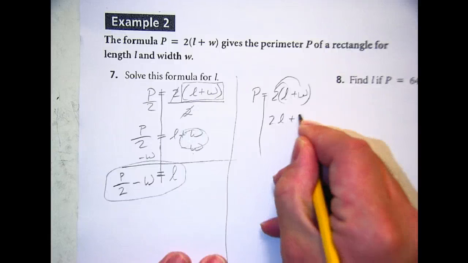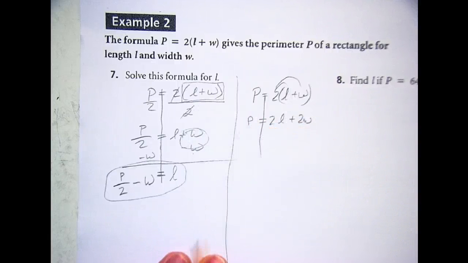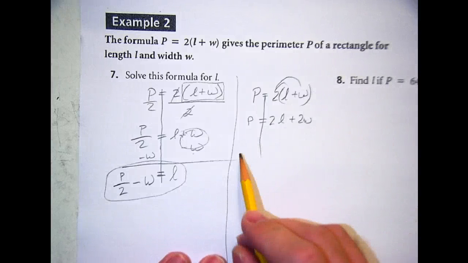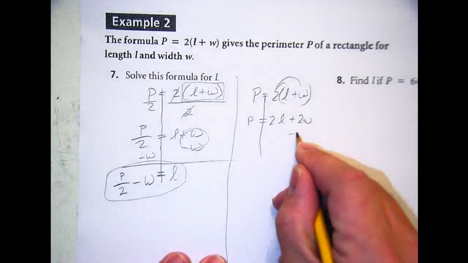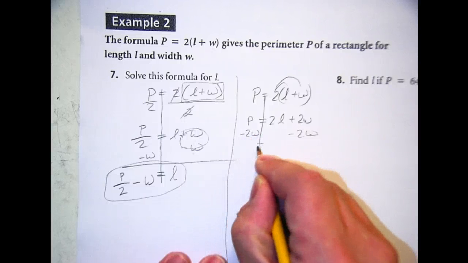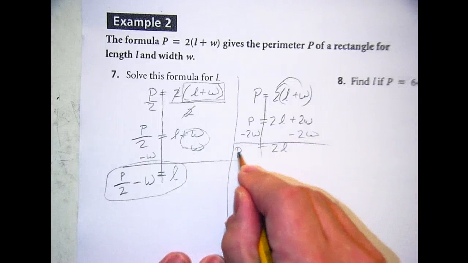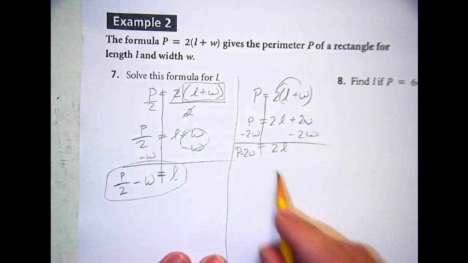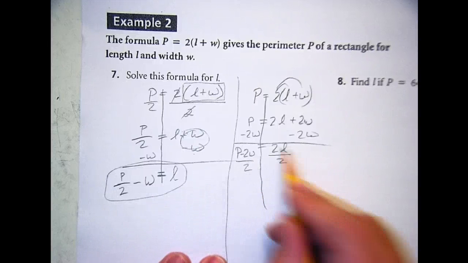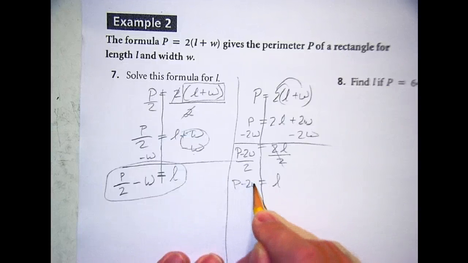2L plus 2W equals P. And then what would I want to get rid of first? The 2W. Okay, so minus 2W on both sides. Now I'm left with 2L is equal to P minus 2W. And now we divide by 2. Now you'll notice when we divide by 2, those cancel, I'm left with L. And over here I have P minus 2W over 2.